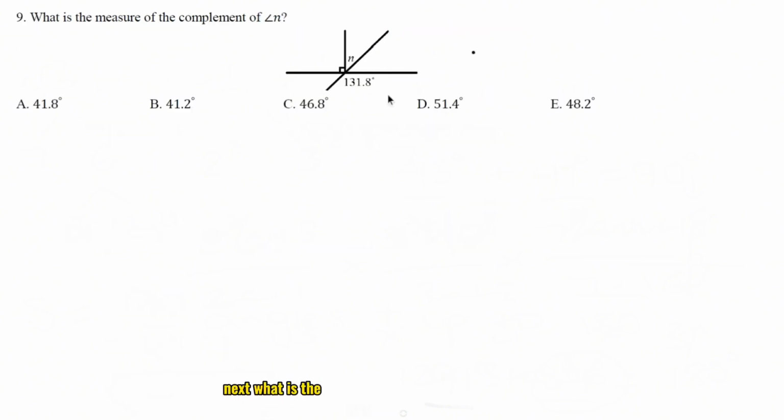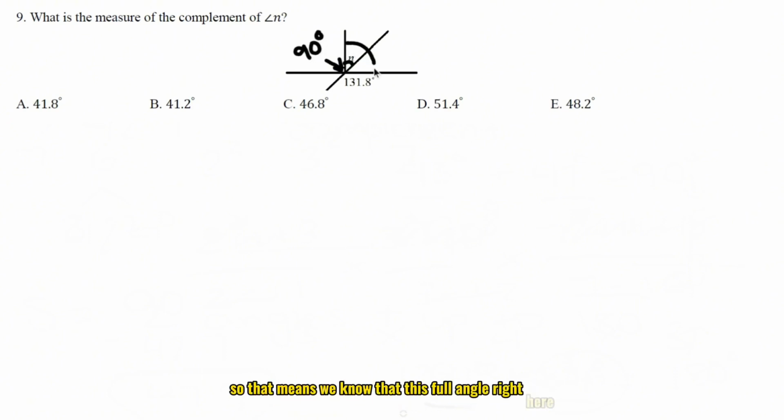Next, what is the measure of the complement of angle N? Alright, so this is our angle N right here, so we're looking for that angle. We're given 131.8 degrees, and we're given this square right here that indicates that that angle is 90 degrees. So this full angle right here is also 90 degrees. And since this 131.8 degrees is on a straight line, we can deduce that it's part of a 180-degree angle, or a supplementary angle.